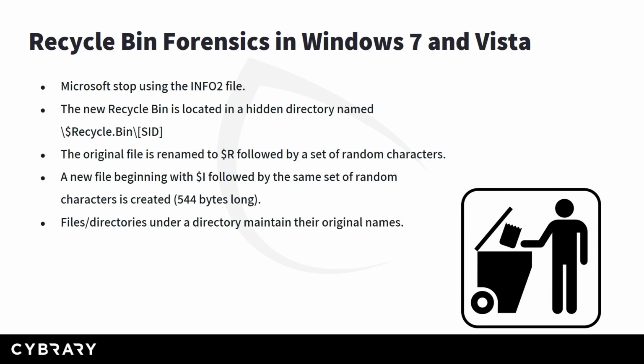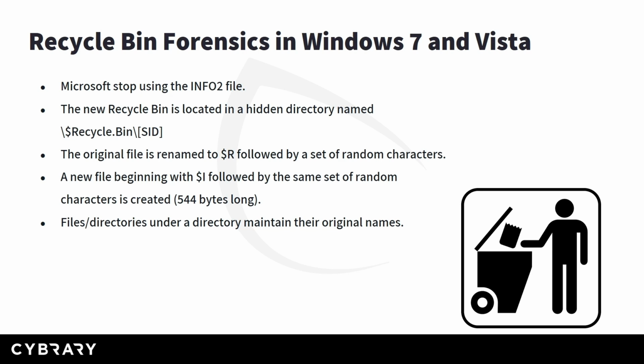Some researchers have found that in Windows 7 and Vista, Microsoft stopped using the info2 file and completely changed the way files were named and indexed within the recycle bin. Firstly, the new recycle bin is located in a hidden directory named $recycle.bin/SID, where SID is the security identifier of the user that performed the deletion. Secondly, when files are moved into the recycle bin, the original file is renamed to $R, followed by a set of random characters, but maintaining the original file extension.